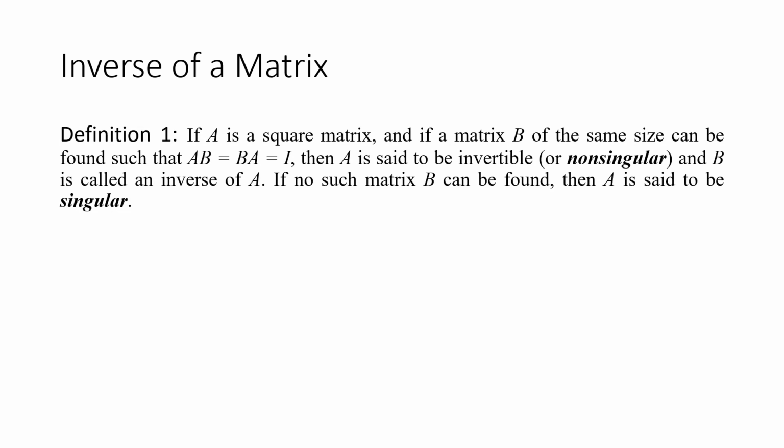So you have the definition: if A is a square matrix and if a matrix B of the same size can be found such that AB is equal to BA, which is equal to the identity, then A is said to be invertible or non-singular, and B is called an inverse of A. If no such matrix B can be found, then A is said to be singular.